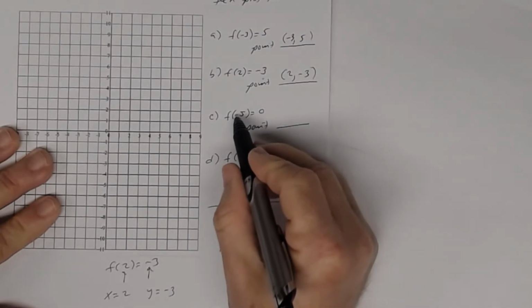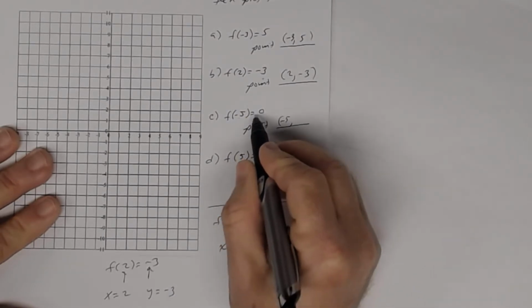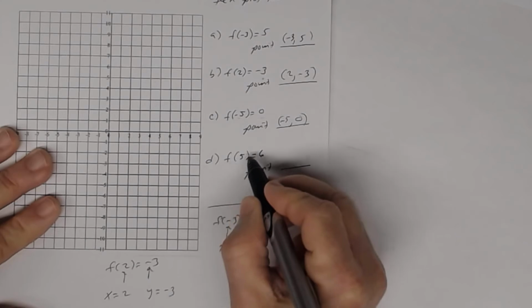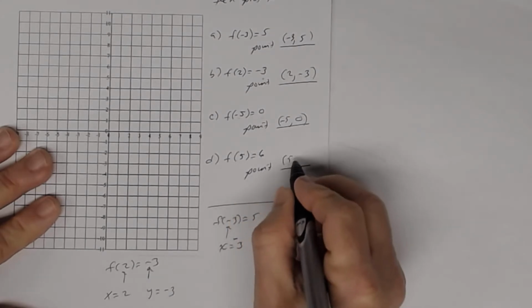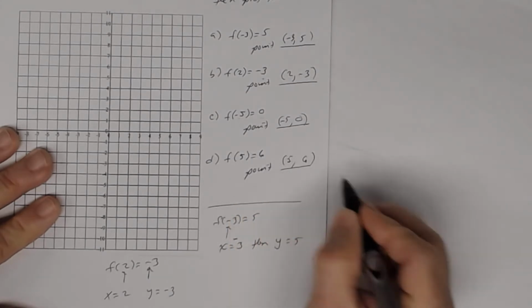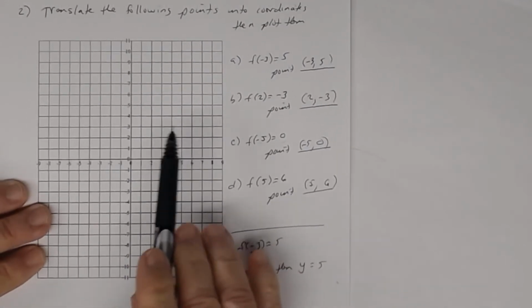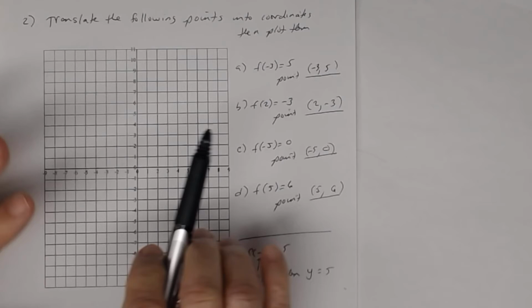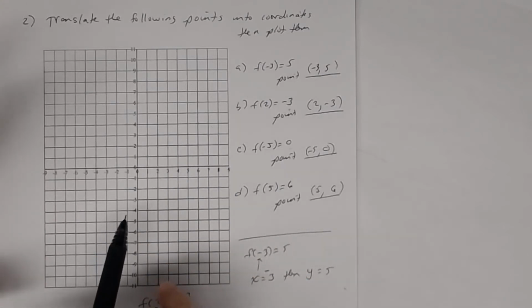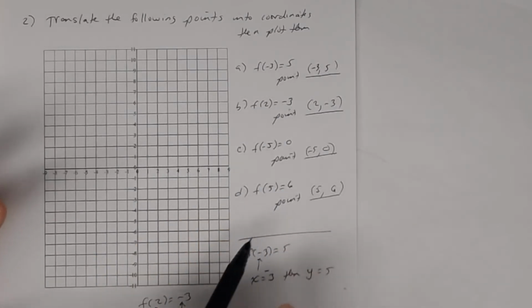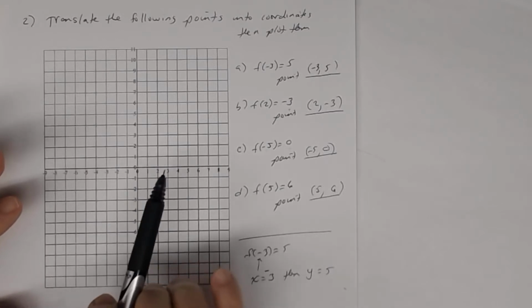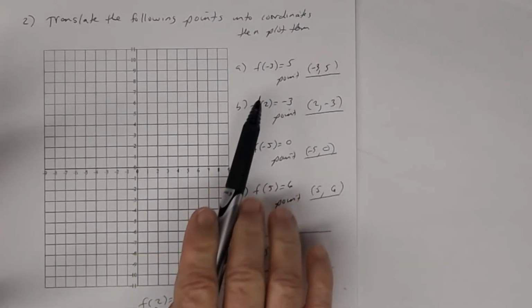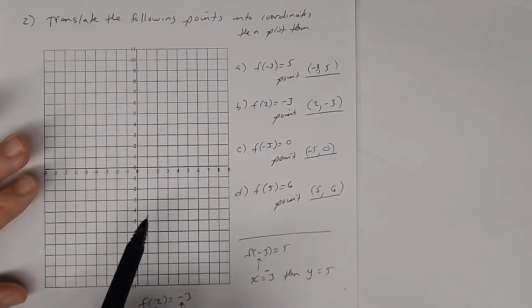So the same thing here. x is -5, y is 0. Over here, x is 5, y is 6. And then all they want you to do is plot the points. Now remember, they're just saying plot the points. We're not saying this is a line, so don't draw a line between them. In fact, those points will not lie in the same line. And don't even connect them, just plot the points.